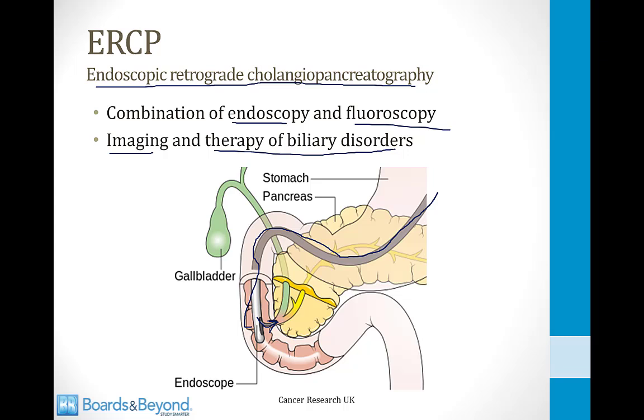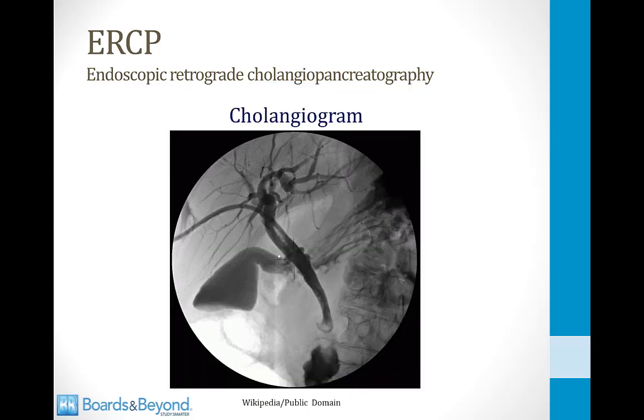And this is important for imaging and also sometimes therapy of biliary disorders. The endoscope can be used to treat strictures and remove gallstones and treat other causes of biliary disease. Shown on the screen is a cholangiogram obtained via ERCP. So the endoscope is injecting dye into the biliary tree, and then a fluoroscope takes a picture, and you can see the biliary tree filling with black contrast material. And the reason I'm talking about ERCP in the pancreatitis module is because one of the complications of ERCP is pancreatitis.